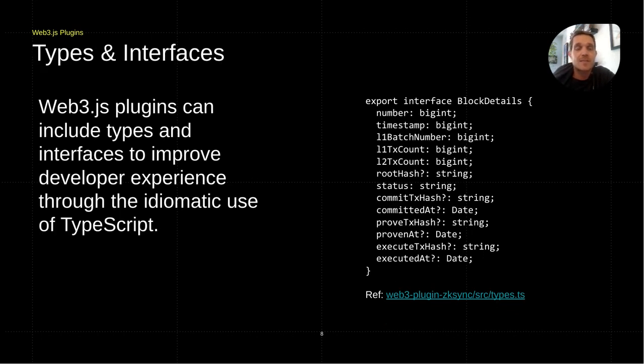Types and interfaces can be used to define things like parameters to RPC methods, or just other types that you may be using as part of your DApp, smart contract, whatever it may be.